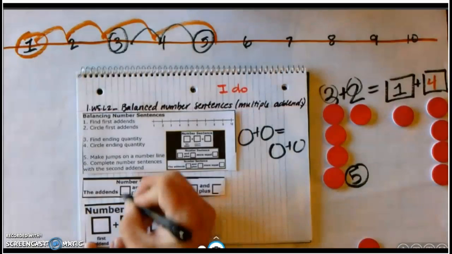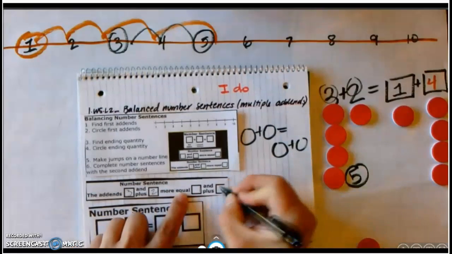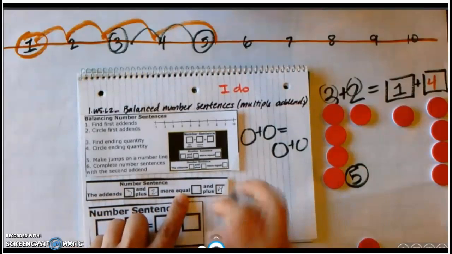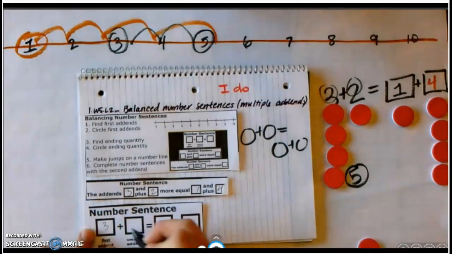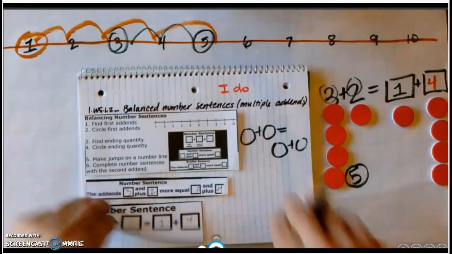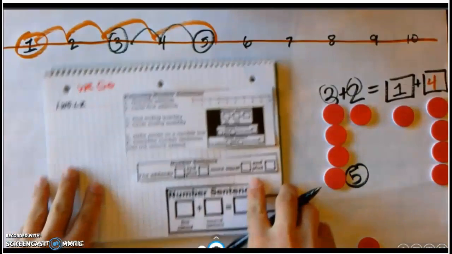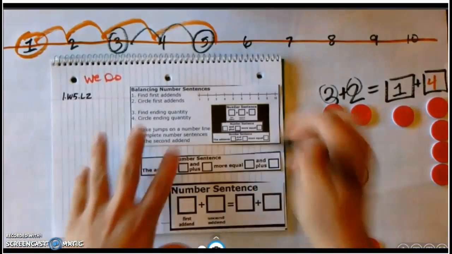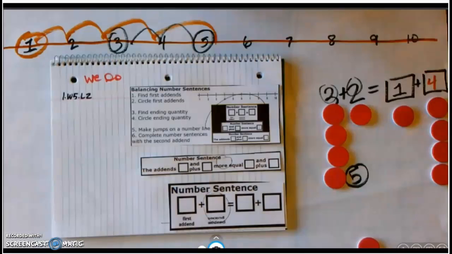So I can say that add-ins 3 plus 2 more equal 1 and 4. So that's 5. And that's 5. I can also say 3 plus 2 equals 1 plus 4. So we're going to do one more together and then let you do it on your own. First, go ahead and get your paper set up with your number sentences and your number lines. When you're ready, come back to me.